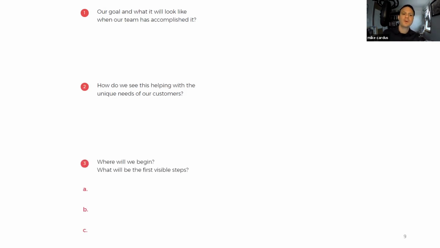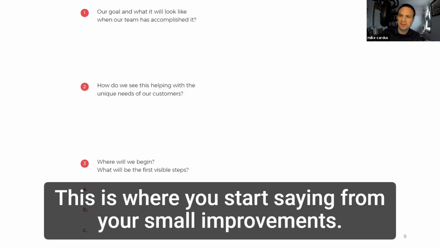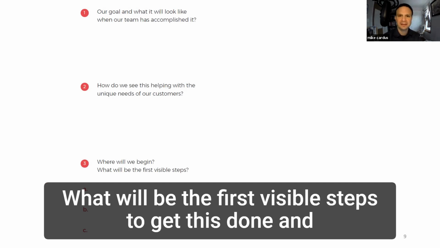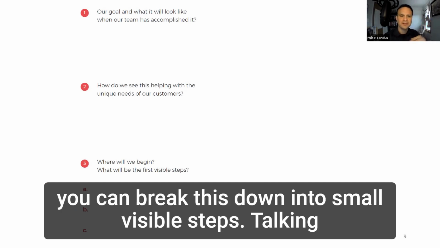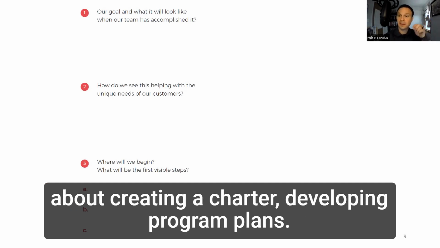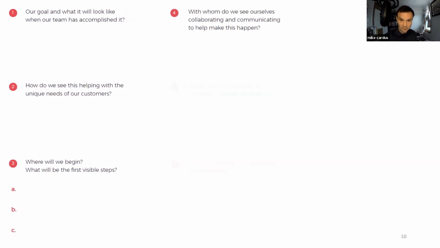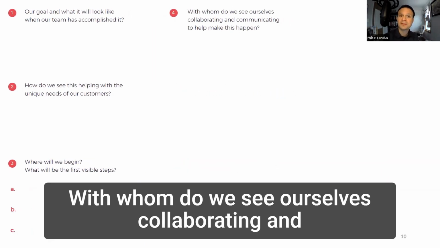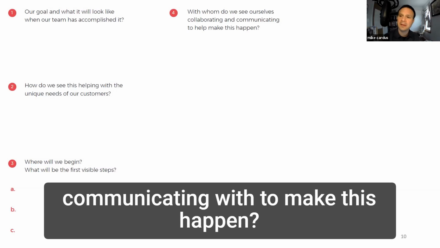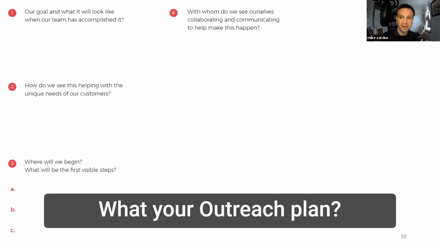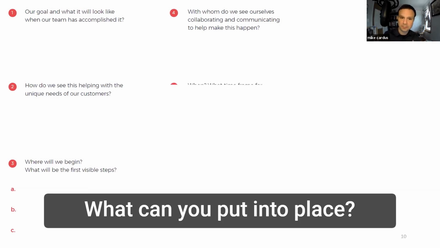Third part, where will we begin? This is when you start saying, from your small improvements, what will be the first visible steps to get this done? And you can break this down into small visible steps, talking about creating a charter, developing program plans. This all comes from your pattern recognition. Moving forward, with whom do we see ourselves collaborating and communicating to make this happen? Who are your stakeholders? What's your outreach plan? What can you put into place?